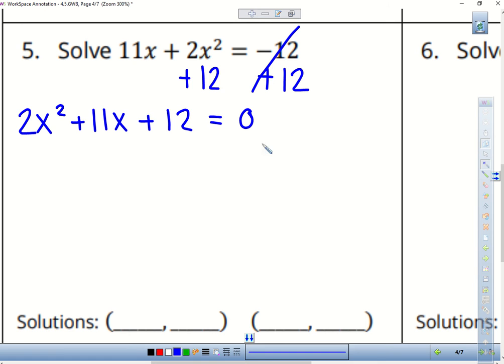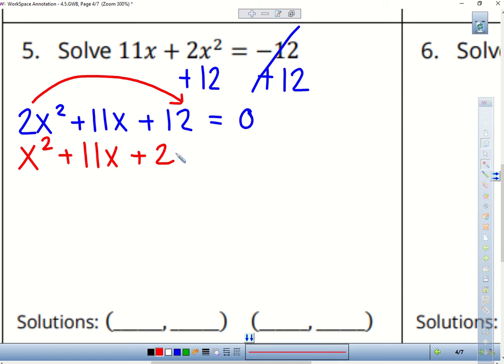11 is a prime number, right? It is a prime number. And the only way it would work is if all these other numbers had a factor of 11, which they don't. So this is when we go ahead and we use the AC method, which is where you multiply the A and the C together, which gives us x squared plus 11x plus 24, which is equal to 0. And then in this intermediate step, you factor as normal.